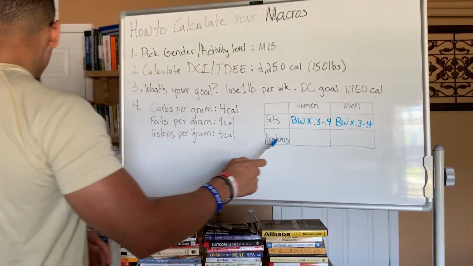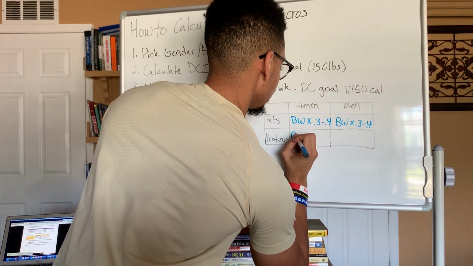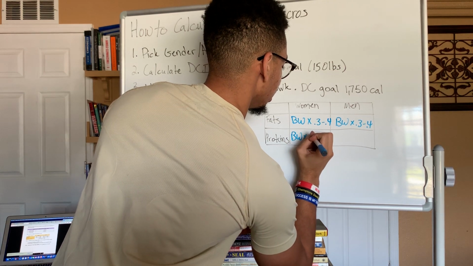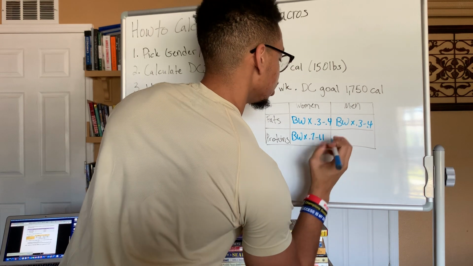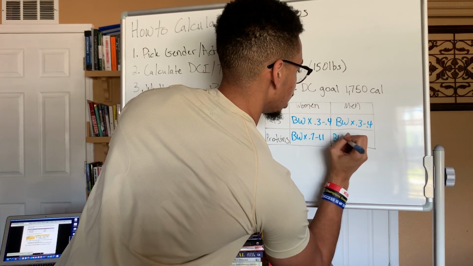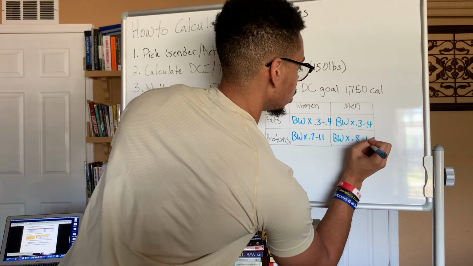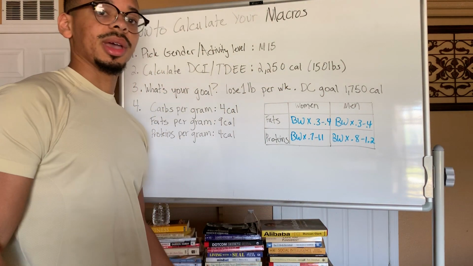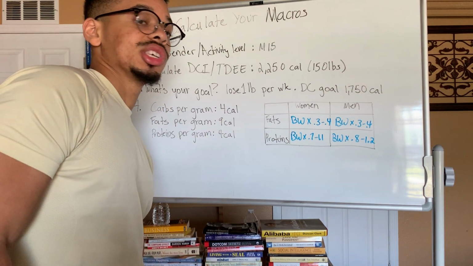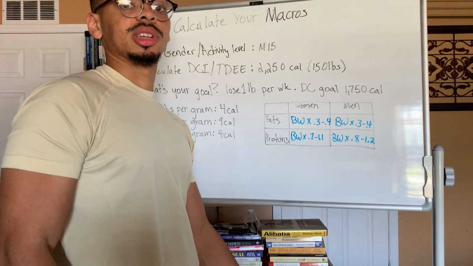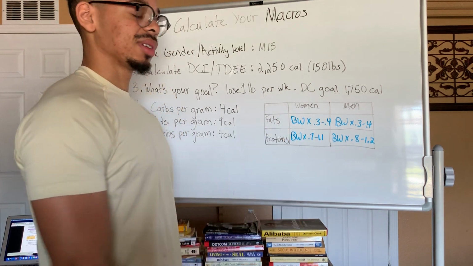So proteins, woman, body weight times 0.7 to 1.1. For men, body weight times 0.8 to 1.2. So if you're a man, you're going to need to multiply your body weight times 0.8 to 1.2 in order to calculate the amount of proteins you need to consume per day. If you're a female, the amount of proteins would be 0.7 to 1.1.